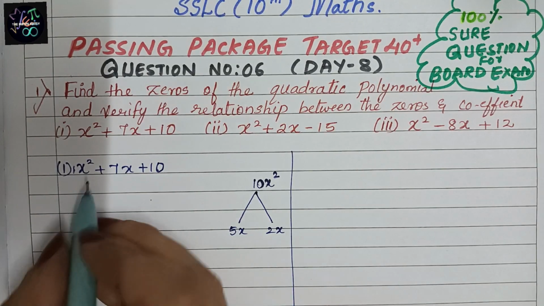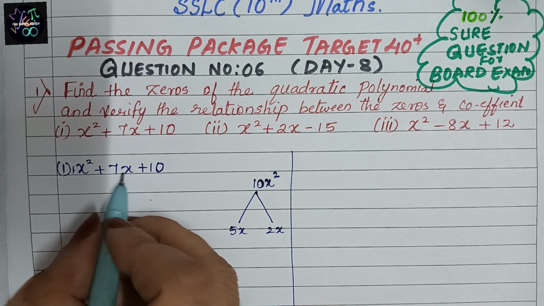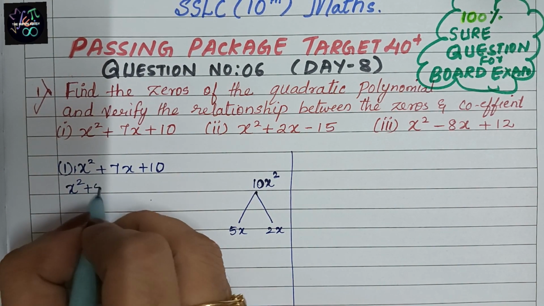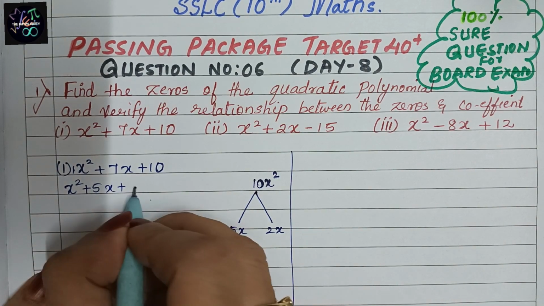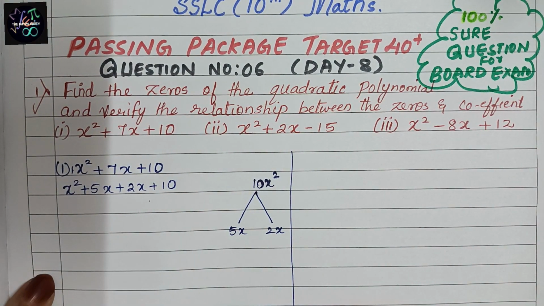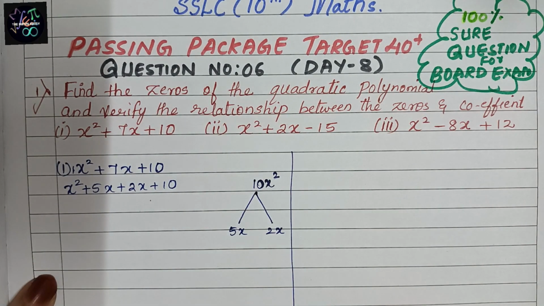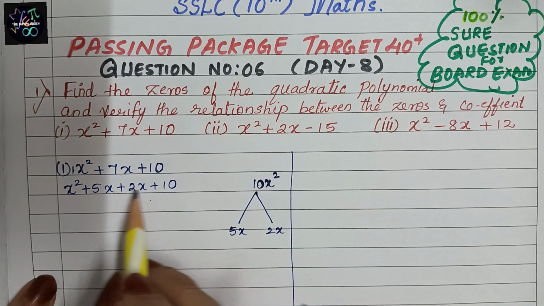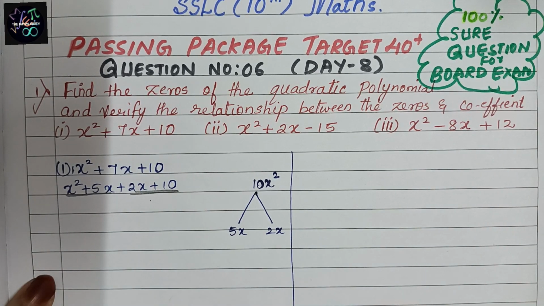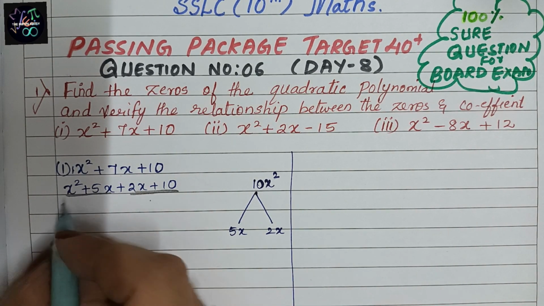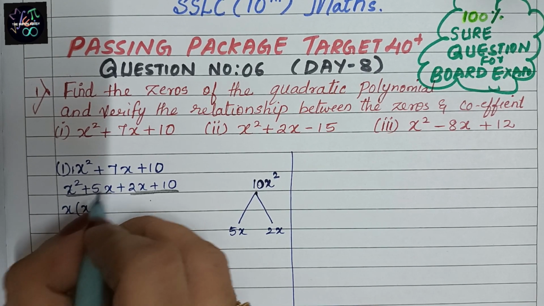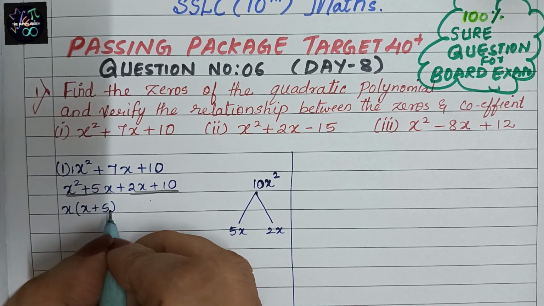For this 7x, how will we split? x square as it is, plus 5x plus 2x plus 10. Now we can see we have 4 terms. This 7x we have split into 5x plus 2x. Now in the first two terms, what is common? x is common. So what remains? 1x remains, plus x, so x plus 5.